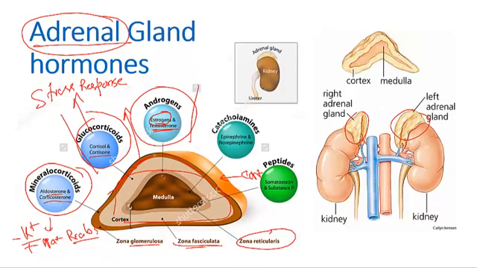Now the rest of the part is all about the cortex that we talked about. If we go to the medulla, which is the center area, this part is known as the medulla. There are hormones also secreted from the medulla. It secretes catecholamines and different sorts of peptide hormones. Now these catecholamines that they secrete are known as epinephrine and norepinephrine.